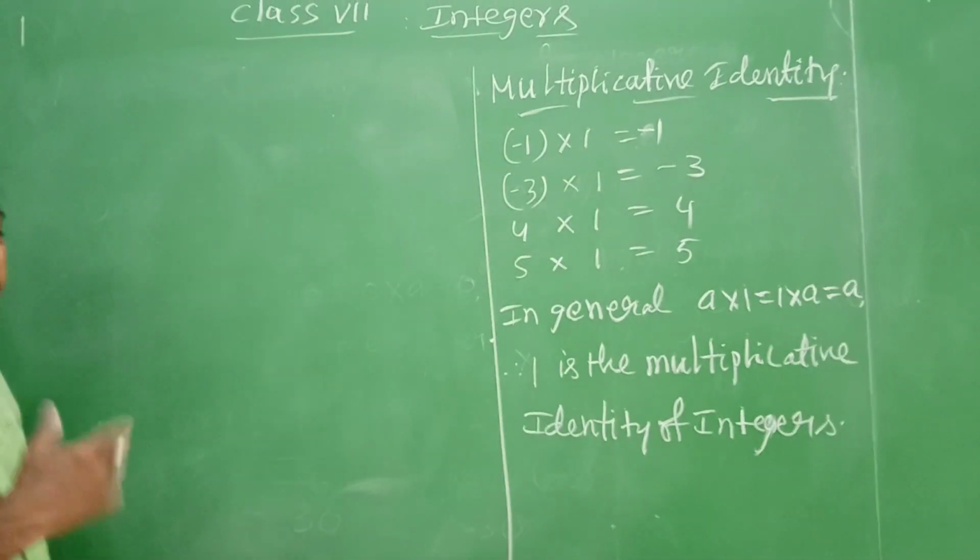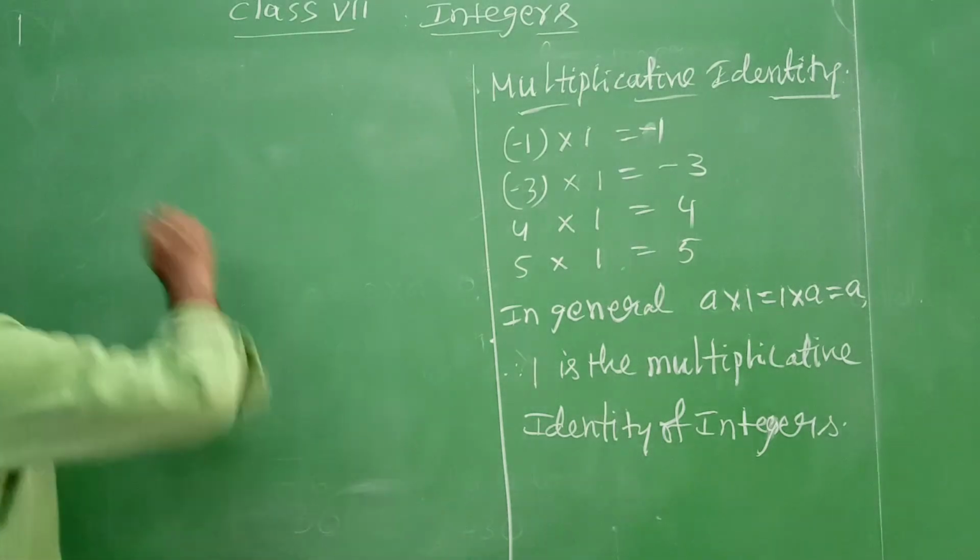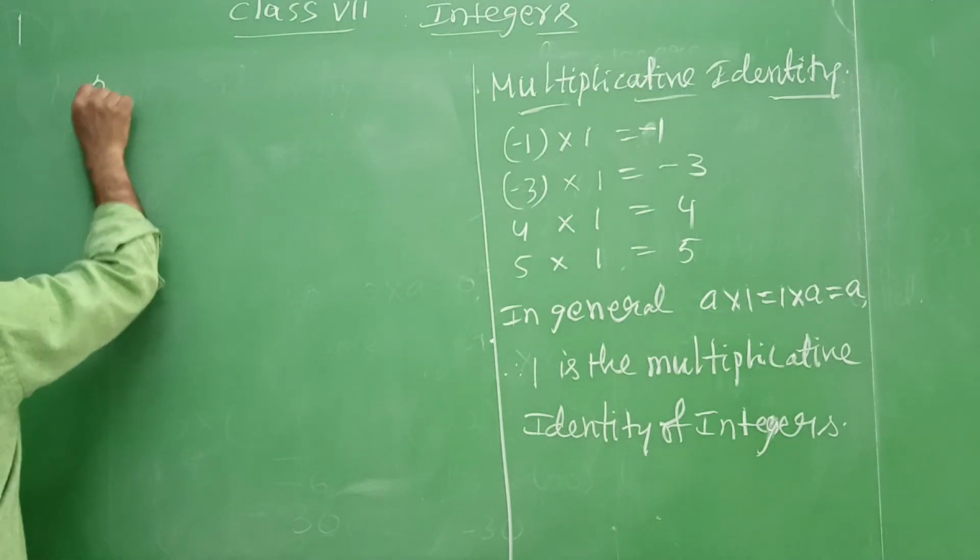Let us see what you get if you multiply any integer with minus 1. So 5 into minus 1.